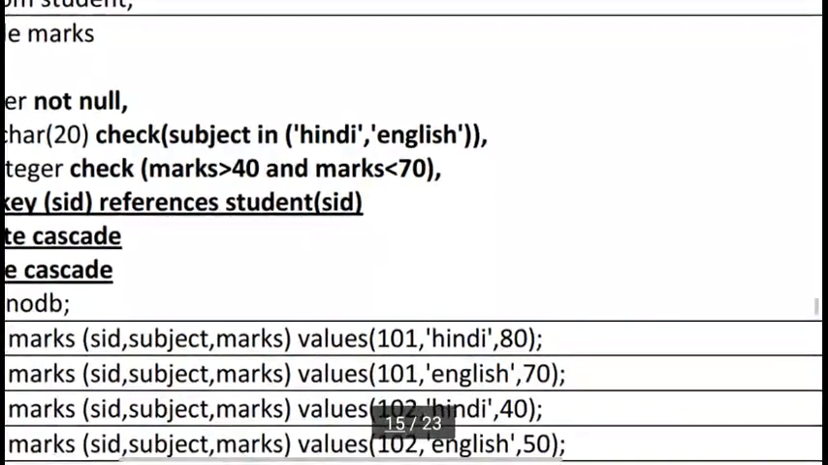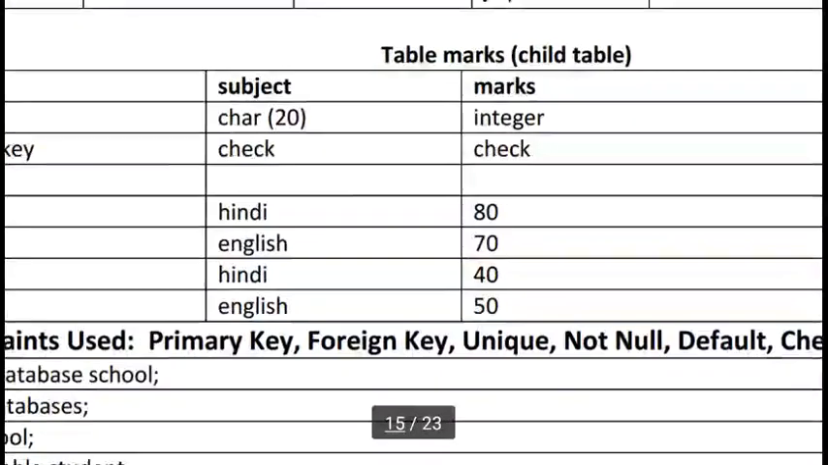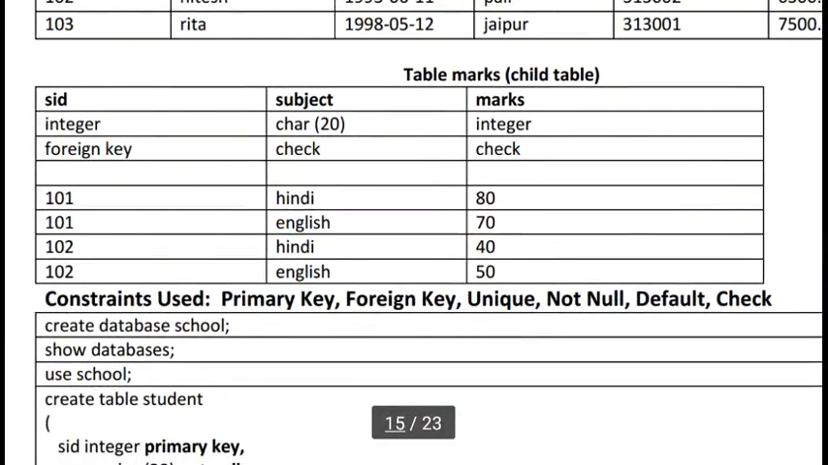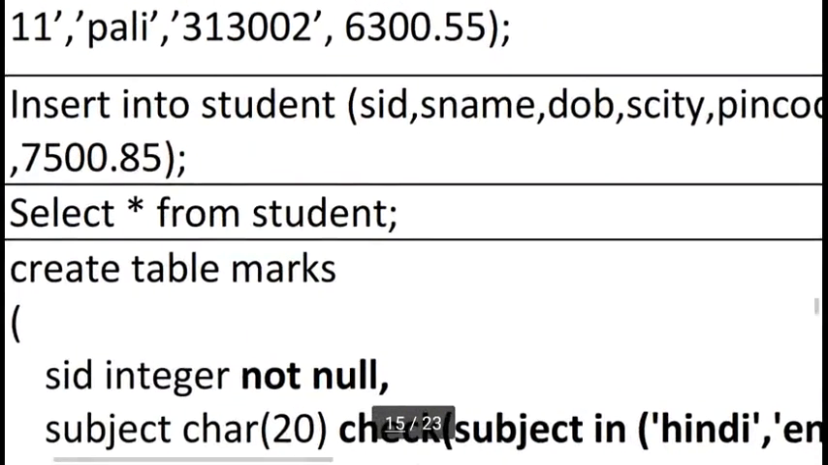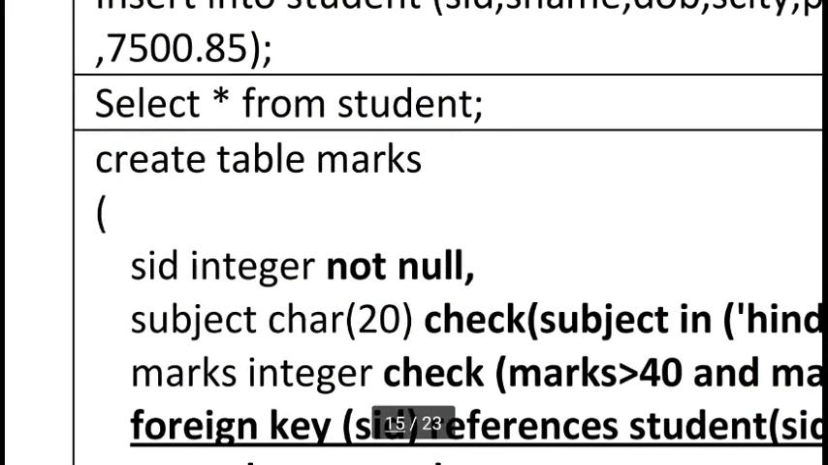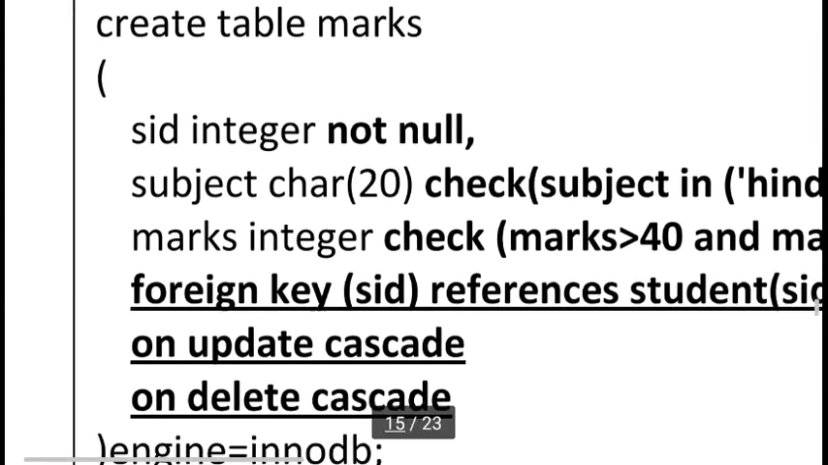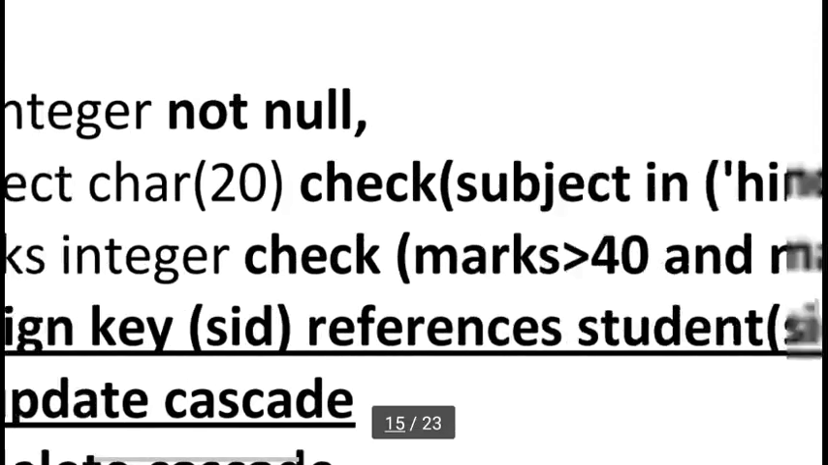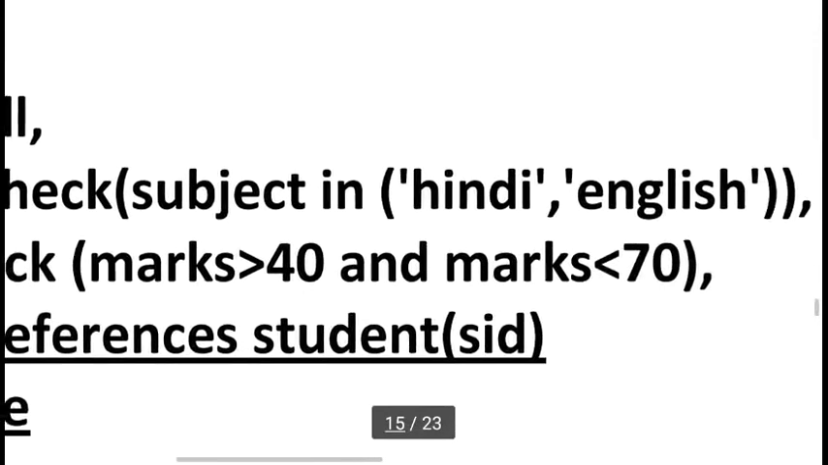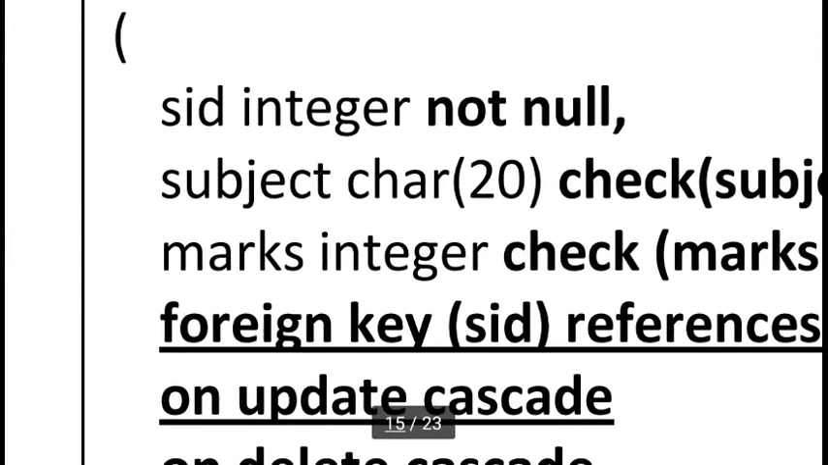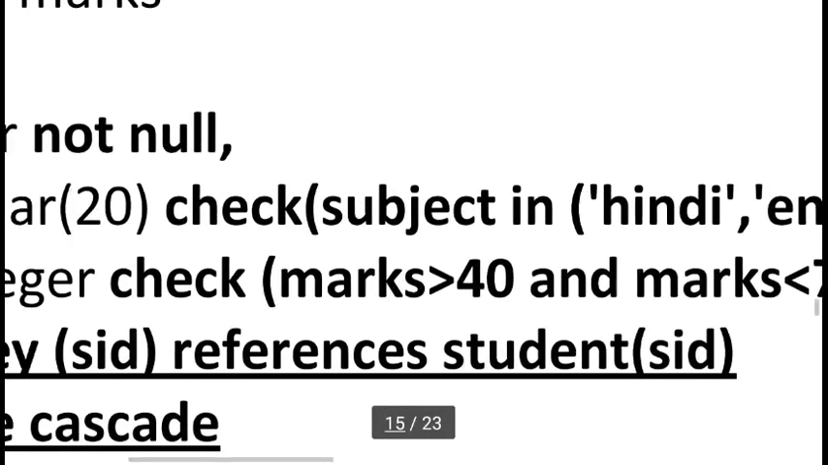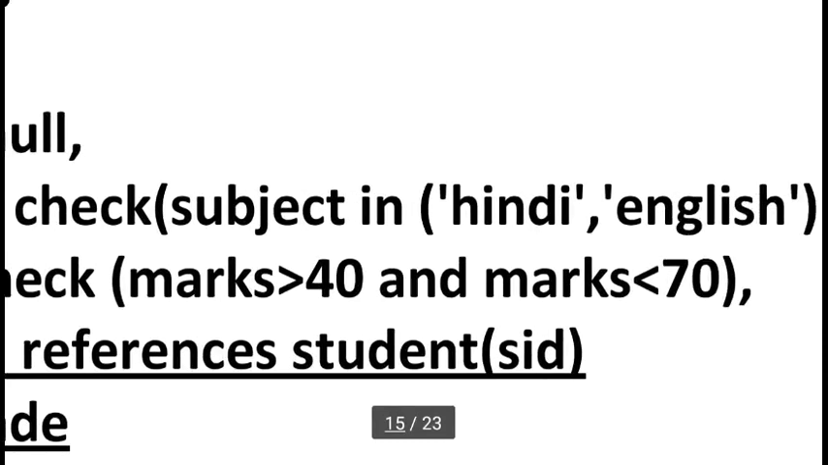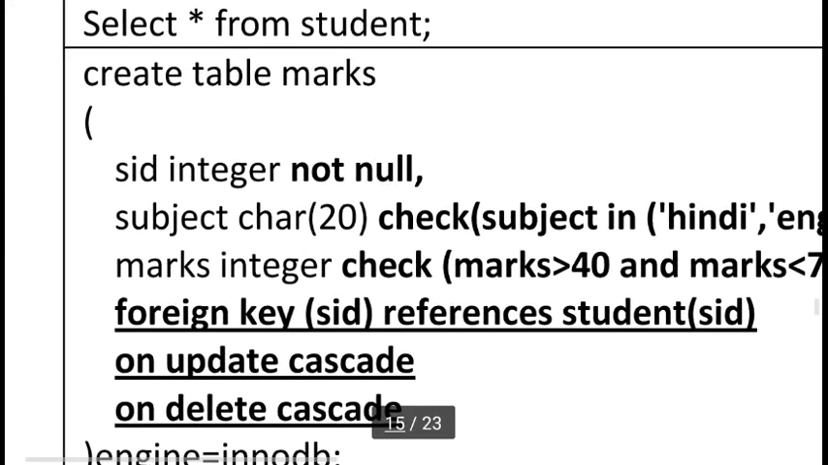Now suppose the second table is our marks table. I want to create it, and here we can use the foreign key concept. So in the school database, the second table is marks. SID integer, NOT NULL, but here the SID column of the marks table will become a foreign key. Subject is CHAR(20), CHECK only two subjects, Hindi and English. Marks is integer, and the marks rule is 40 to 70. CHECK marks greater than 40 and marks less than 70. So this rule is important.